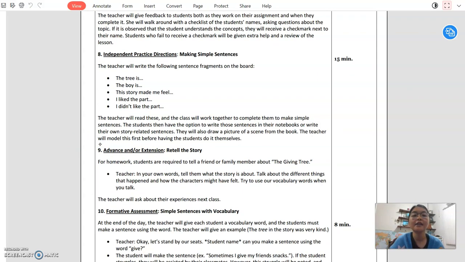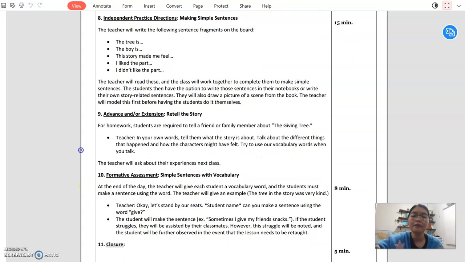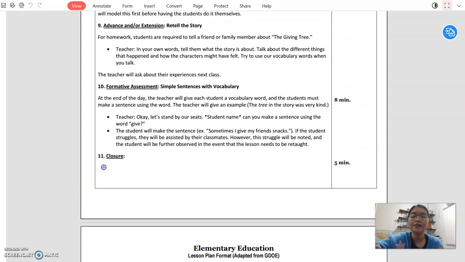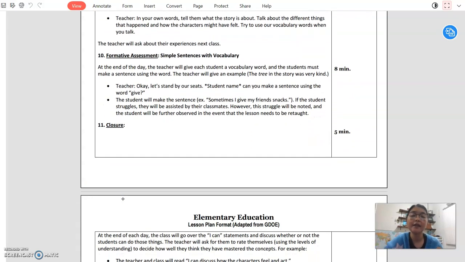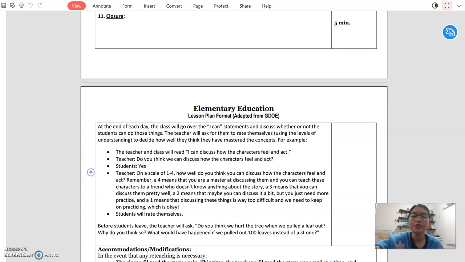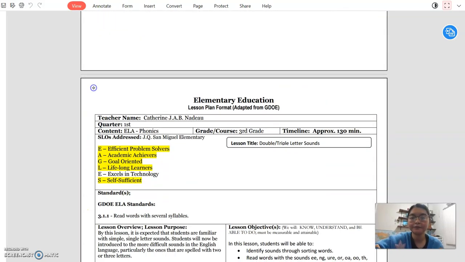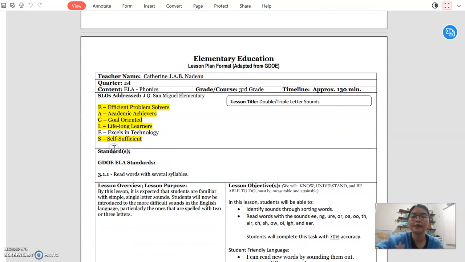The independent practice, again, is making simple sentences. So like I said, it all goes back to that grammar lesson plan they were taught in the beginning of the year. For their advanced extension, it's retelling the story to someone they know. For their formative assessment, it is simple sentences again with their vocabulary words. The closure is again their I can statements. The last, oh no, not the last lesson plan.